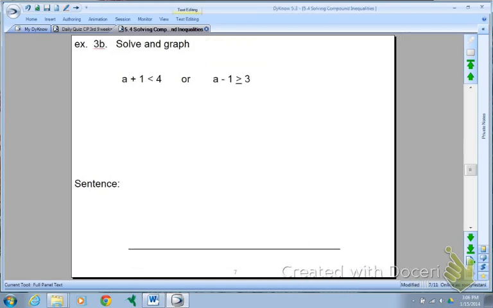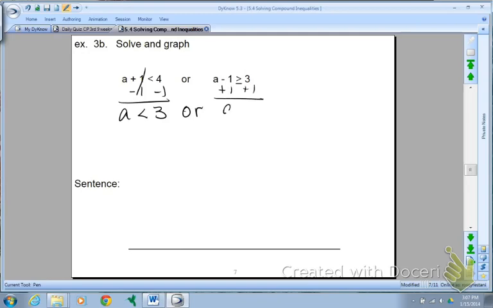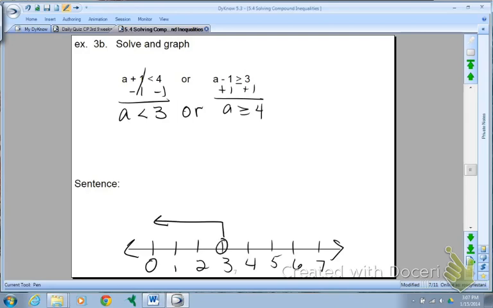We're going to subtract 1 on both sides. We have two separate equations. So that's A is less than 3. Bring down the word or. A is greater than or equal to 4. So let's graph this first. Open circle at 3, and everything to the left that's less than 3 is to the left. Or A is greater than or equal to 4, closed circle, and it's to the right.